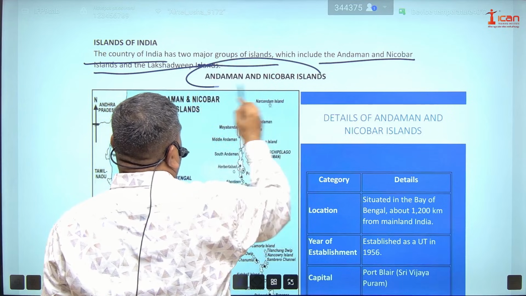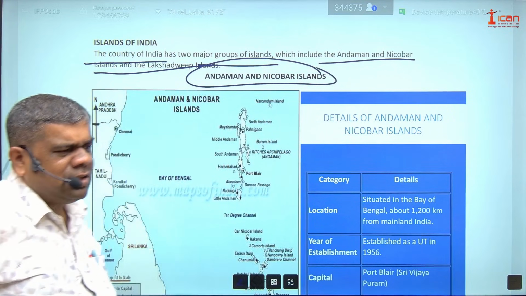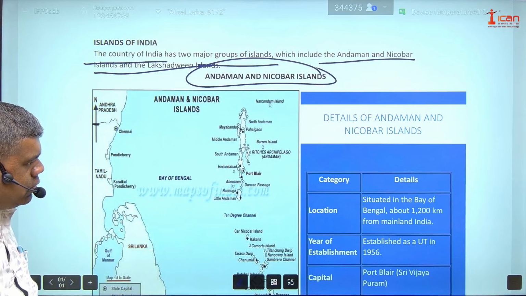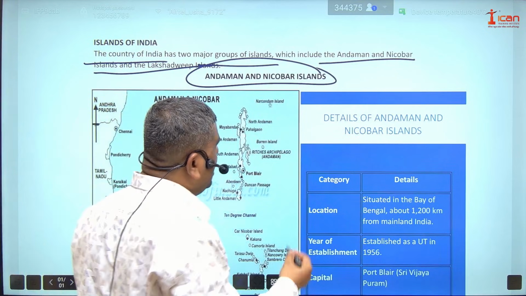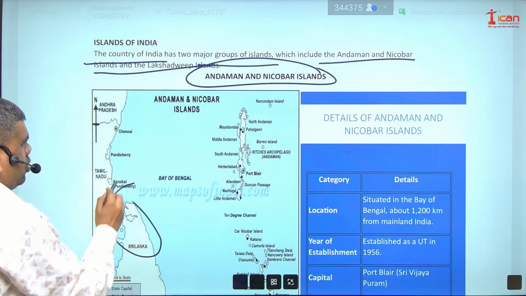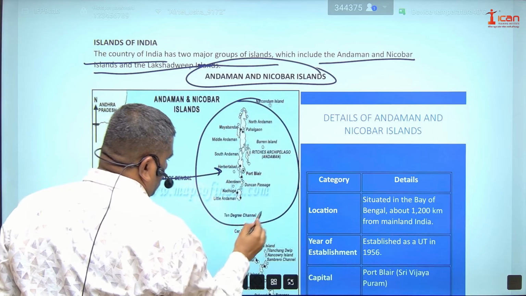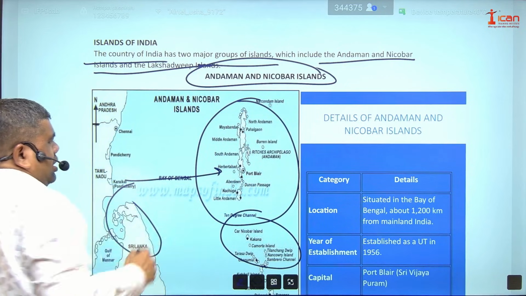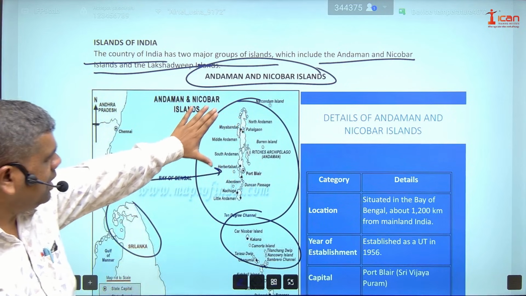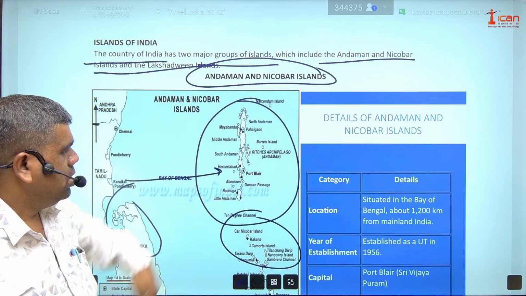So we will have a look at the Andaman and Nicobar Islands. What are the Andaman and Nicobar Islands? How are they important? So where are the Andaman and Nicobar Islands located? If you look at it in the map, right, it is located from this point. If you look at it in the Bay of Bengal, it is located. It's two sets of islands. There are Andaman Islands and there are Nicobar Islands. Those are different sets.